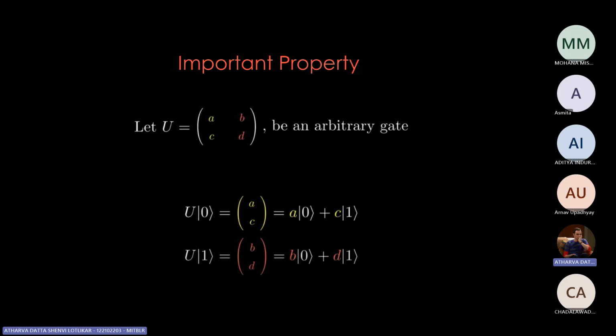Another property about this is, if you have any random gate, a gate is basically a matrix operation in quantum computing. So if you have a gate which is given by A, B, C, D, you can split it. Basically you can take one row and you can write it in the Dirac notation.